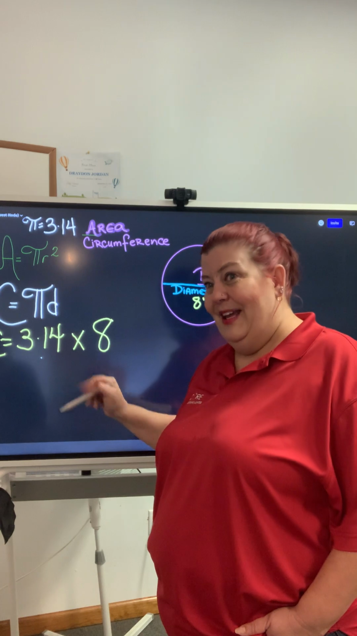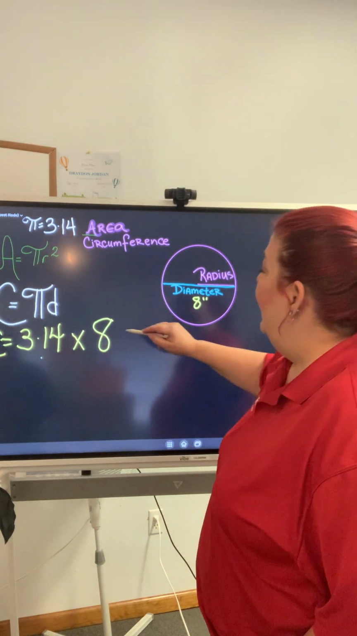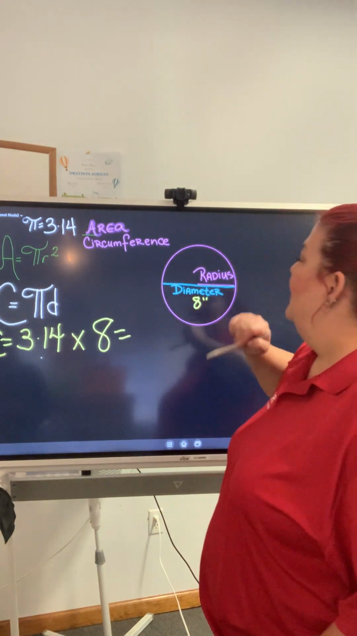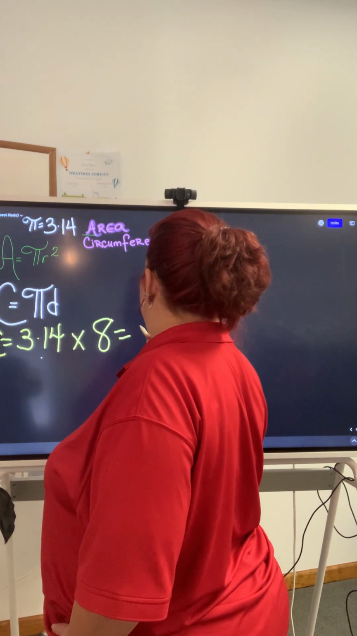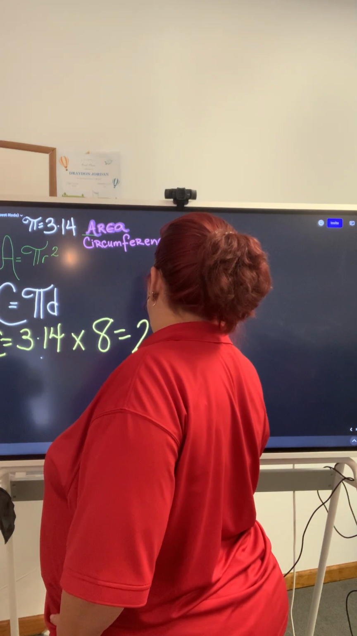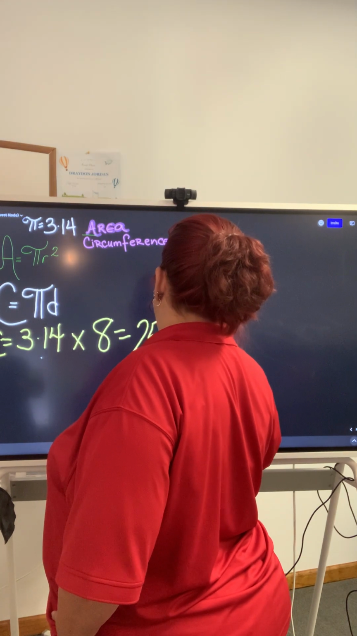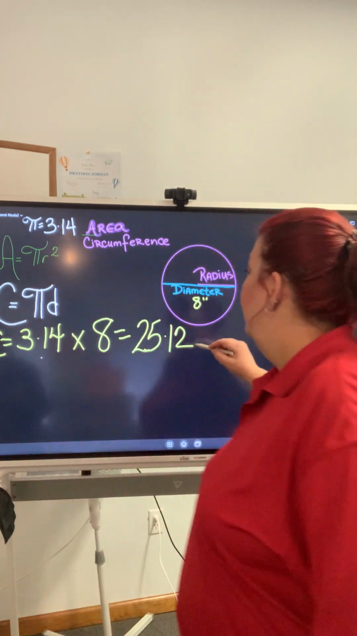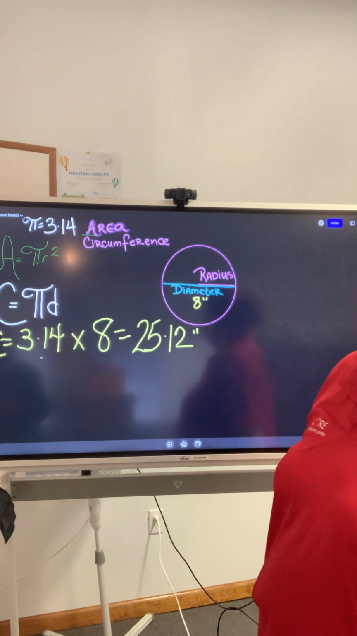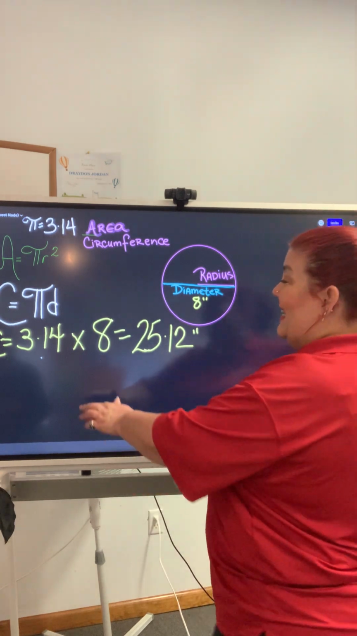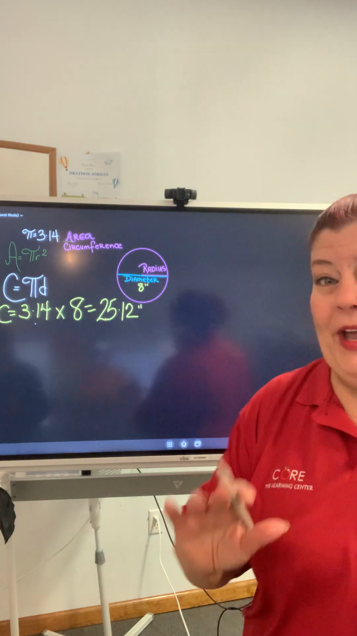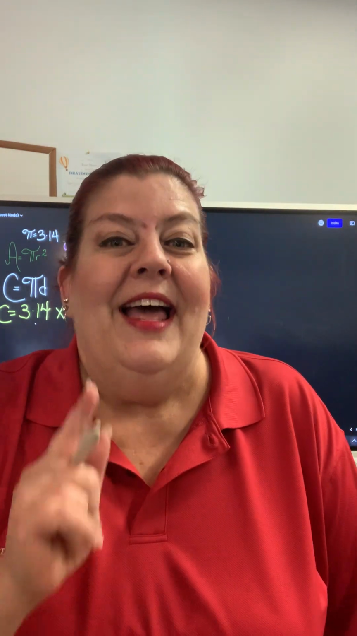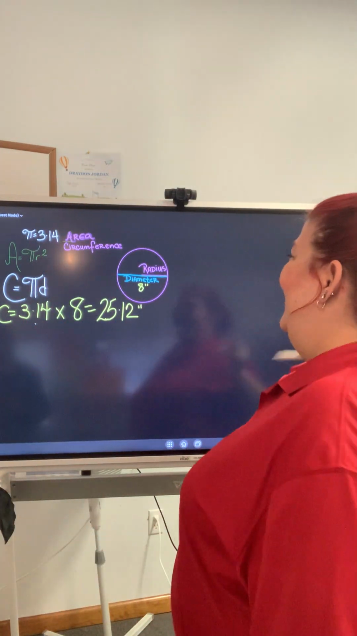So that would be 3.14 times 8. Okay, so when we multiply that, what do we get? 25.12, and that would be inches. That was easy. Easy peasy, lemon squeezy. Okay, you gotta admit that was easy. Let's look for the area now.